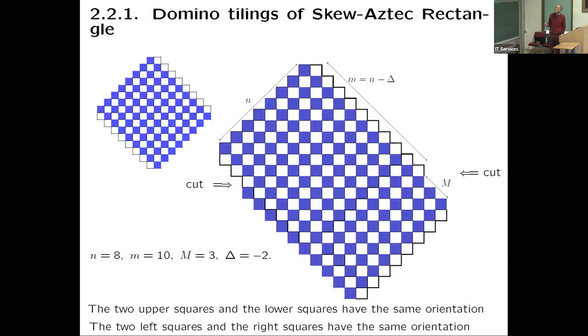What is an Aztec rectangle? Well, this is a regular Aztec diamond. Now I make a rectangle like this. But if you look at this Aztec diamond, it has blue on the left and white on the right. This one is left white and right blue. And the same here, it's opposite.